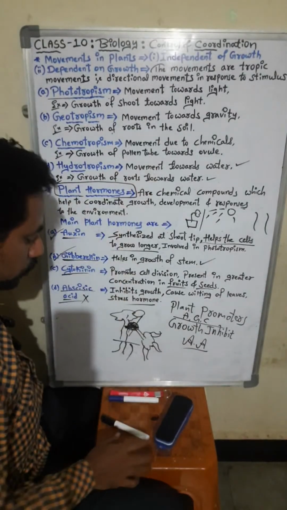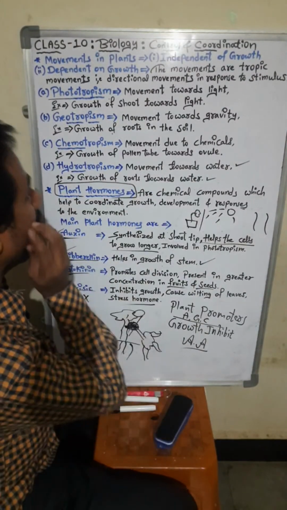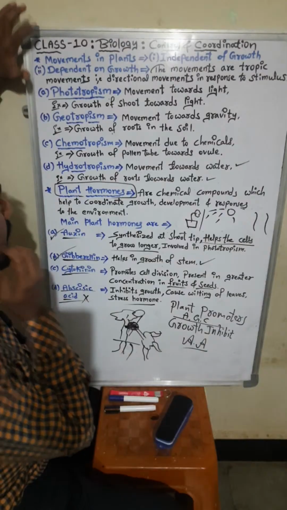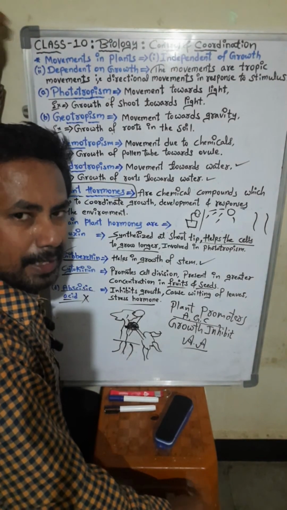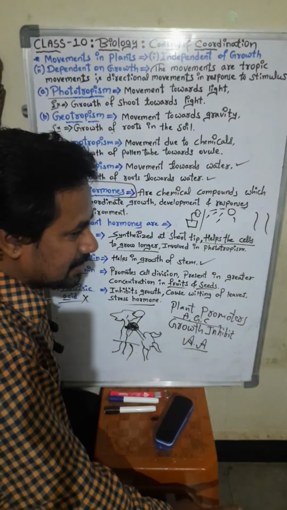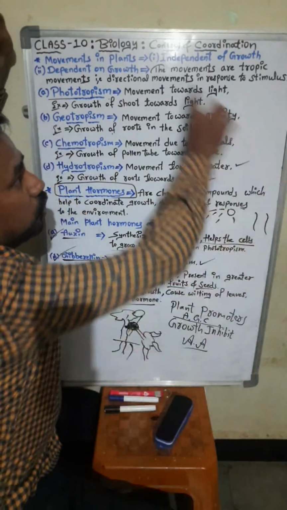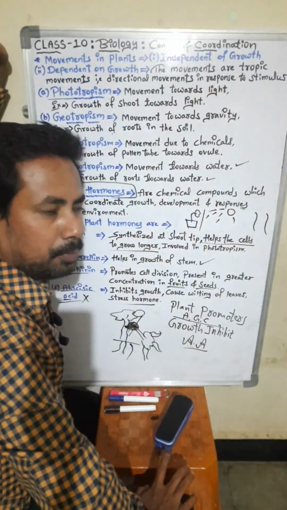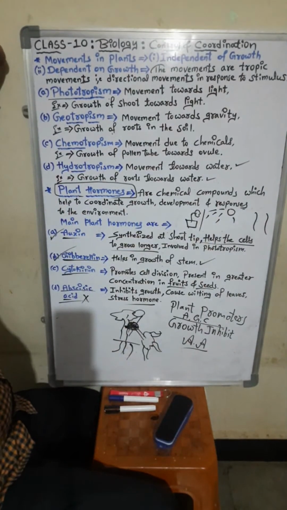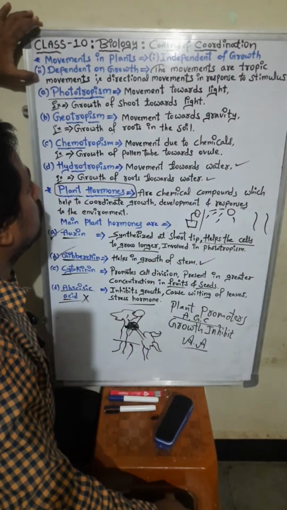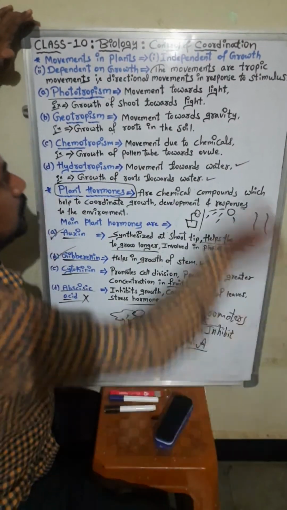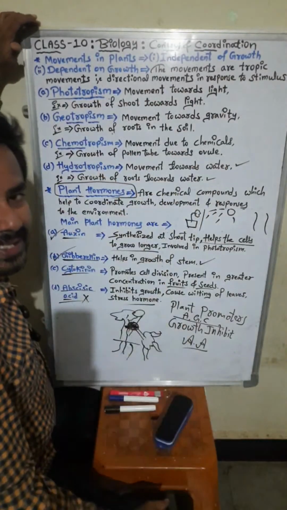So I want to give you a quick recap, students. Yesterday only we have started this topic, which was movement in plants. Movement in plants are of two types. One is independent of growth. Yesterday we have studied touch me not plant. The second one is dependent on growth. Which is dependent on growth? Tropism. The movements are tropic movements here.